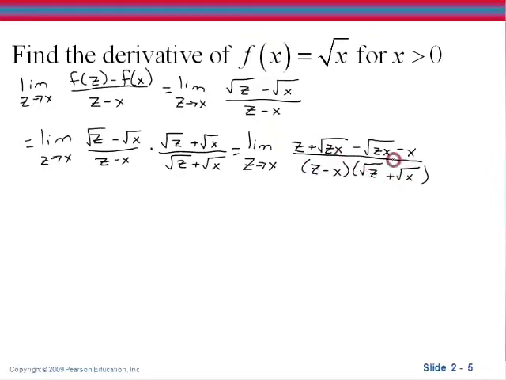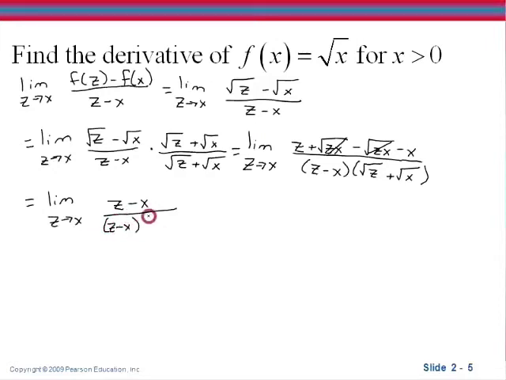Now on the bottom, I'm going to leave this factored as z minus x times the square root of z plus the square root of x. Notice I do that a lot. I leave the denominator factored because a lot of times once we simplify the numerator, we'll be able to cancel something, which we'll see here.